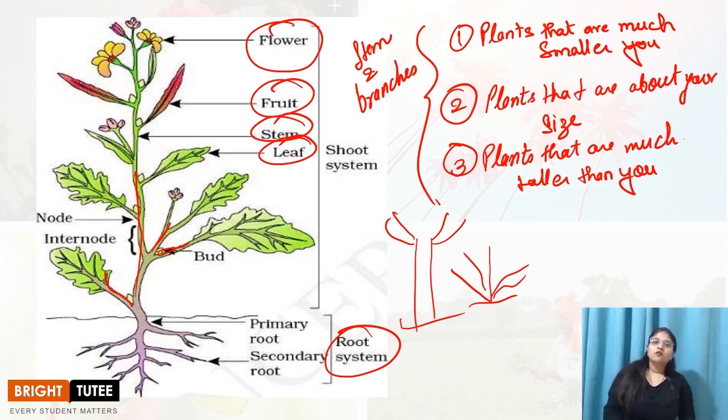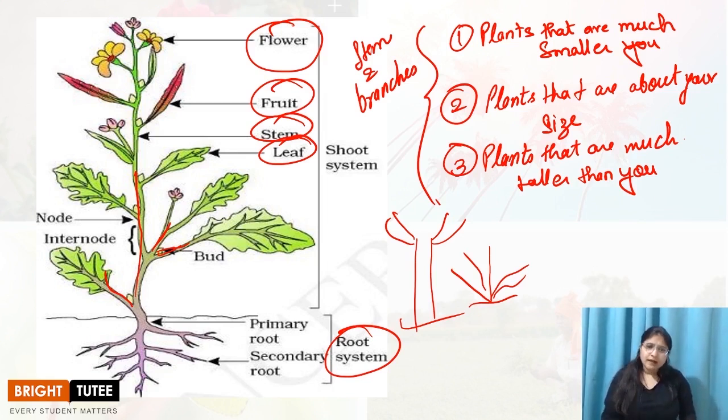Now, all these observations you should do with four or five of your friends. If you're doing this as a class activity, please make groups of students so that you can observe many plants without harming any of the plants, right?